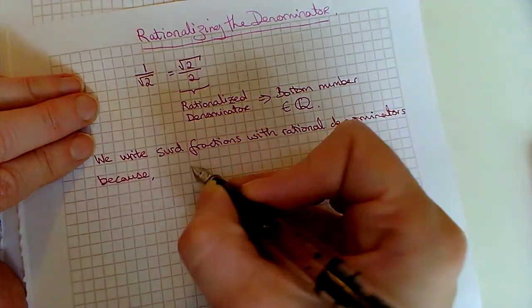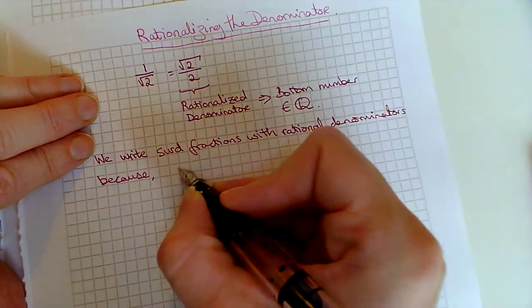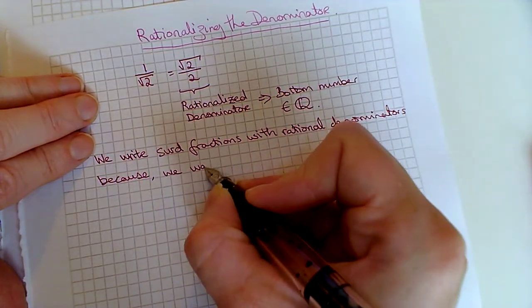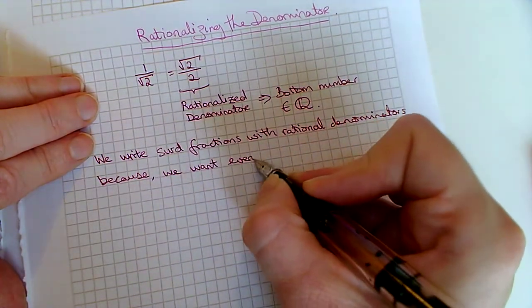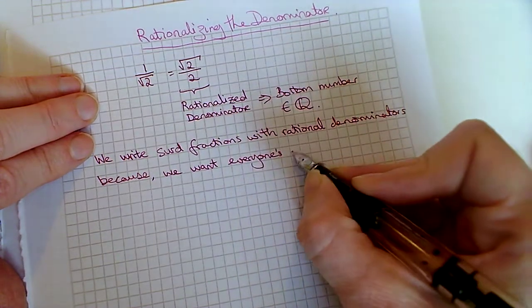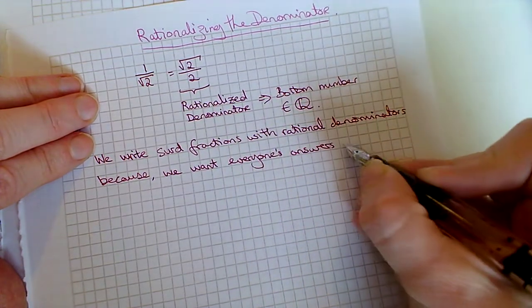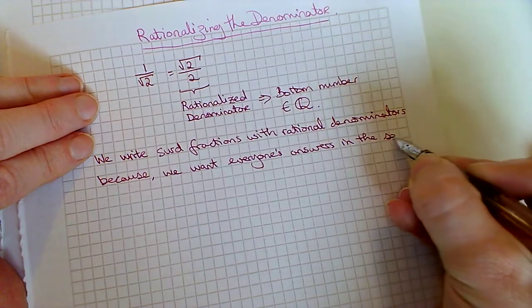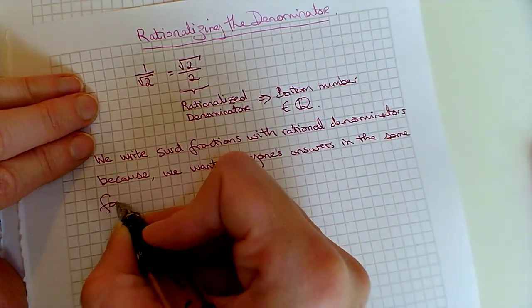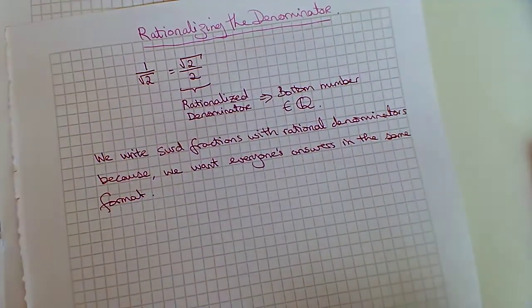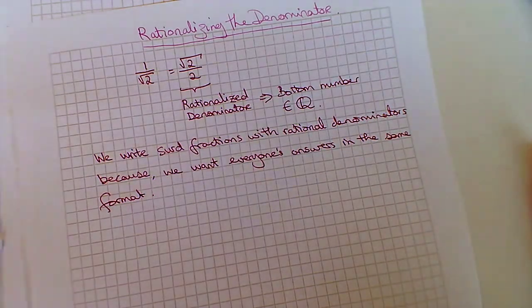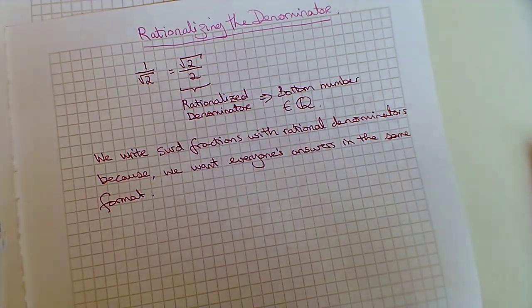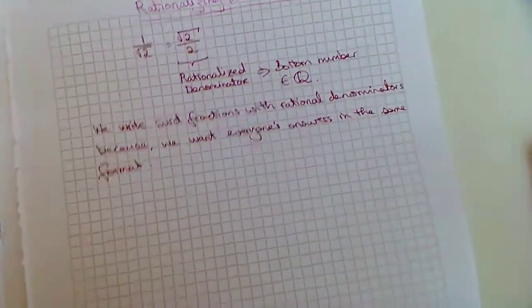because of communication, because we want to be consistent. We want everyone's answers in the same format. The same way you wouldn't leave an answer as 4 over 8, you'd always change that to a half. We wouldn't leave an answer as 1 over the square root of 2. We'll always change it to root 2 over 2. So that's the why. Now, what about the how?